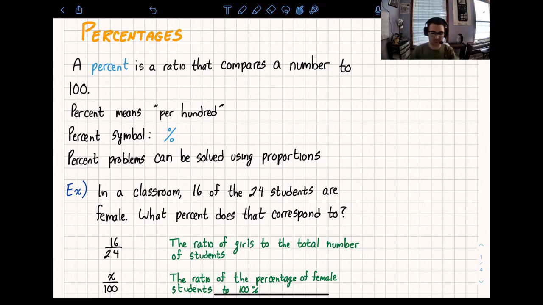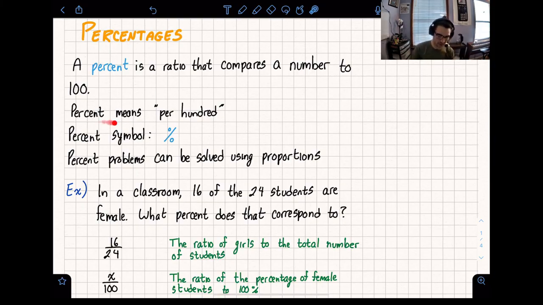Today we are going to be talking about percentages, so let's dive right on in. Alrighty, a percent is a ratio that compares a number to 100. I'm sure we've all heard percentages before. It's super common in our day-to-day lives, super important. A percent is, again, just comparing something to 100, a number compared to 100.